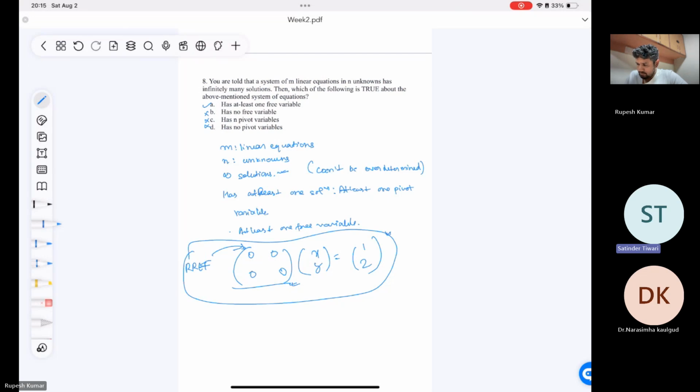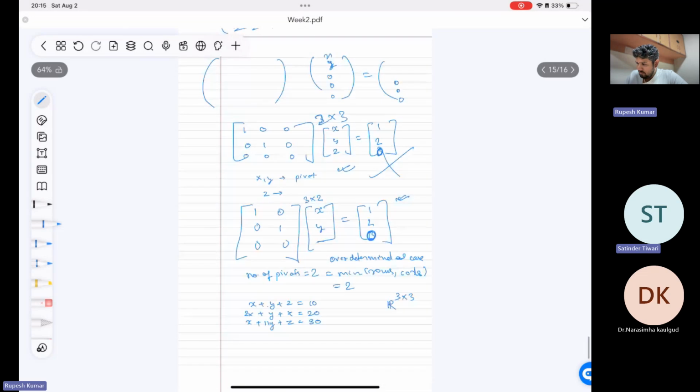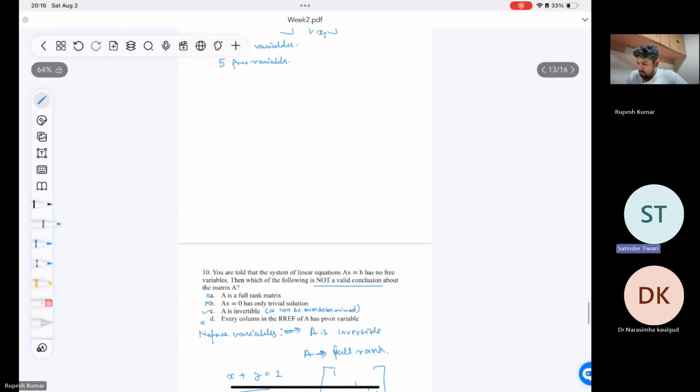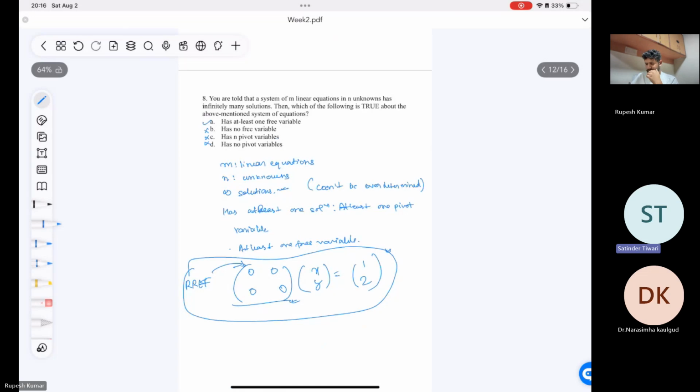To get the solution, you have only written over there that at least one pivot is needed for this. So here no pivot is there, so no solution. We can't even think of this because we are not getting any single pivot. A rank cannot be zero also for the matrix. I think the minimum rank should be one. The minimum rank is one.